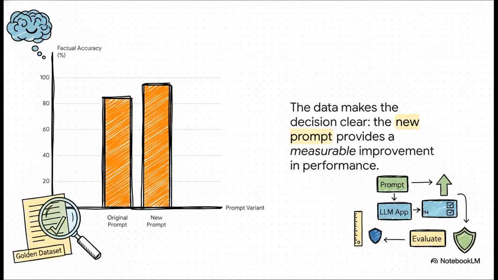And here is what that looks like. It's no longer a debate about which prompt feels better. The data just tells you. In this case, prompt B gives us a factual accuracy of 94%, way up from 85. That's not a guess, that's not an opinion, that's a measurable win you can ship with confidence.